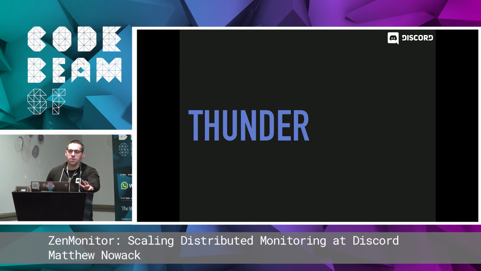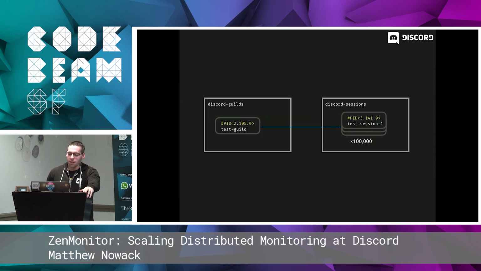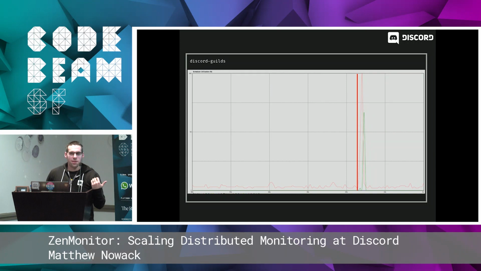The first is thunder, as in thundering herd. So in this scenario, we have a single guild, a popular guild, with 100,000 sessions attached to it. And that guild crashes. And what we see, if we look inside the guild when it crashes, if you attach observer, and this is a test, so this guild's not really doing anything, but we see that right after the crash, we get 100% scheduler utilization. One of the schedulers jumps all the way up.